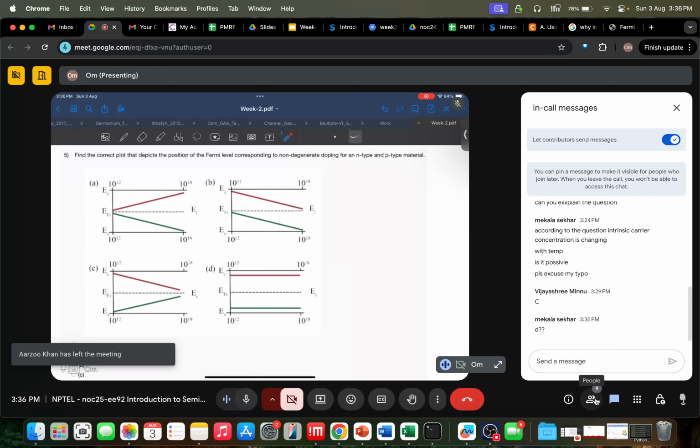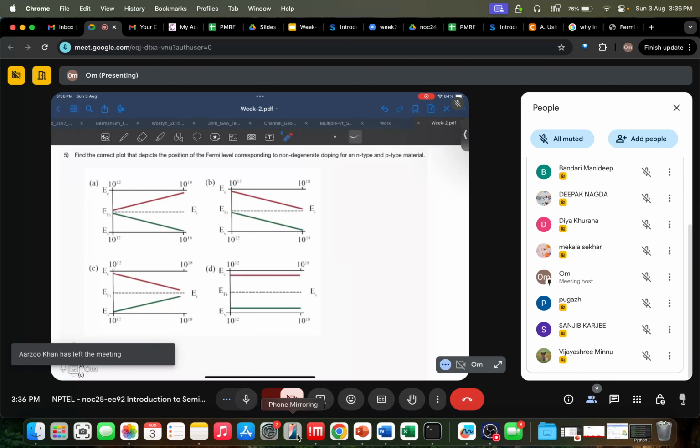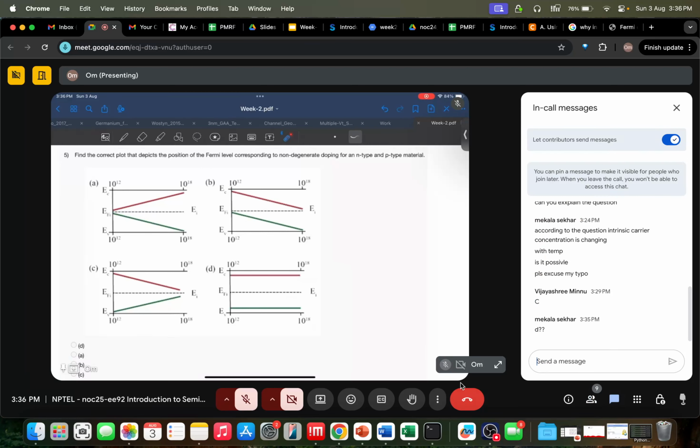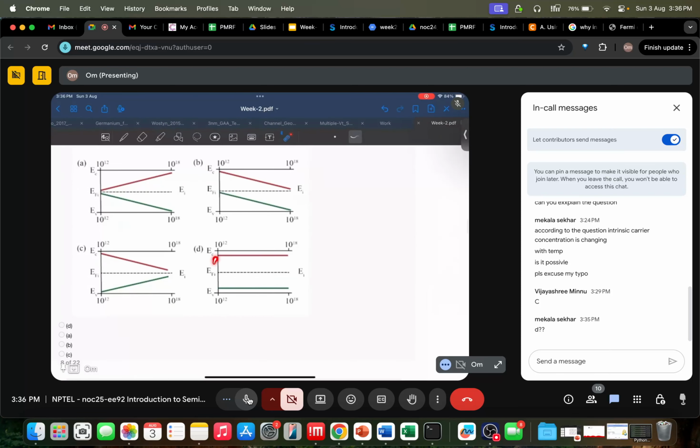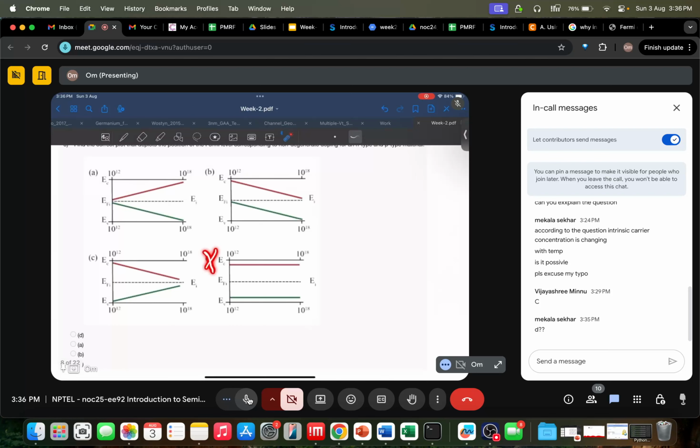Okay, Michaela says D. Anybody else has any other answer? We all think it's D. Okay, so D is incorrect. D is not correct. Can you take another guess?